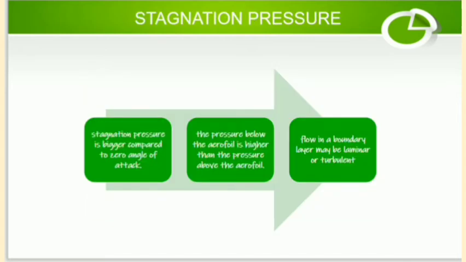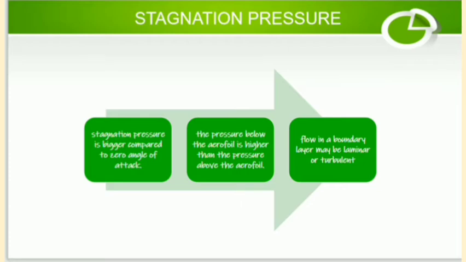Stagnation pressure. What do I mean by stagnation pressure? Stagnation pressure is the condition where pressure is bigger compared to zero angle of attack. The pressure below the aerofoil is higher than the pressure above the aerofoil. And in this theory, the flow of a fluid in a boundary layer may be laminar or turbulent.